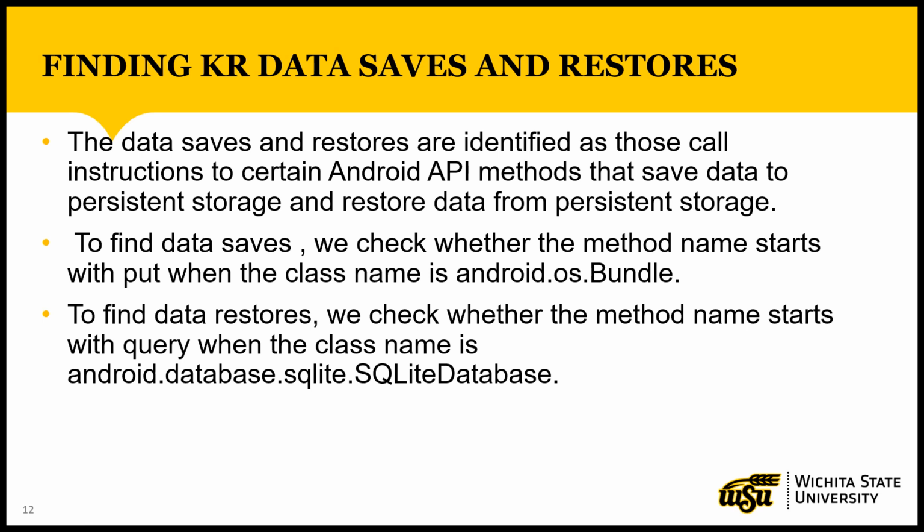Now, we identify data saves and restores as those call instructions to certain Android API methods that save data to persistent storage and restore data from persistent storage respectively. However, as there are thousands of API methods in the AF, manually enumerating these methods is not feasible. For example, to find data saves, we check whether the method name starts with put when the class name is android.os.Bundle. To find data restores, we check whether the method name starts with query when the class name is android.database.